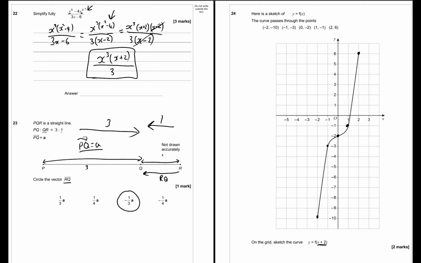Okay, so this f of x plus 2 means the graph is going to shift 2 units to the left. So all of these points are going to go this way by 2. So we can shift them all to the left, like this. And then what we need to do is we need to join these points with a nice smooth curve. Okay, so in the exam you get points for accuracy, so make sure your curve is nicer than that. Okay, so that's it for this question.